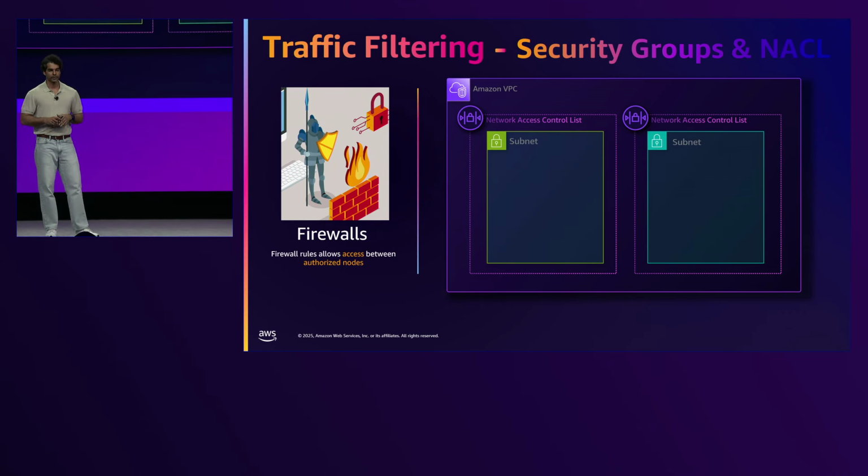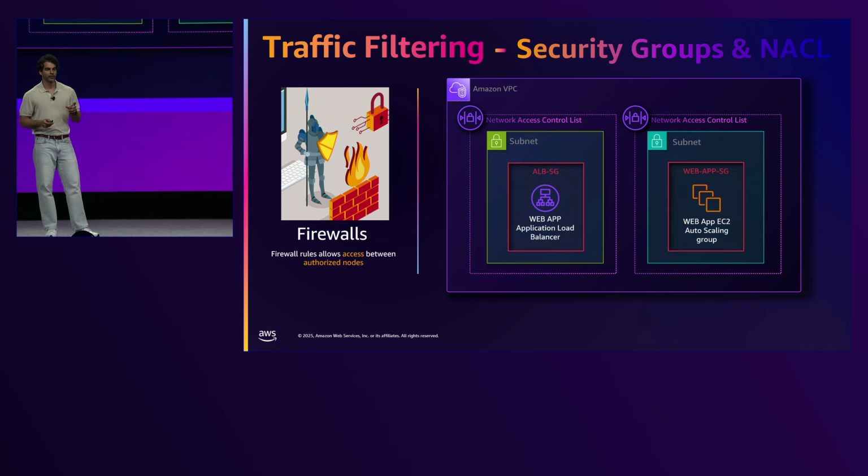Now, network ACLs, I'm pretty sure you all know what that is, but it's something which is deployed on a subnet level. It's stateless, and you define rules on what's allowed into your subnet and what's allowed out from your subnets. Versus security groups is something which you deploy on a host or an ENI.